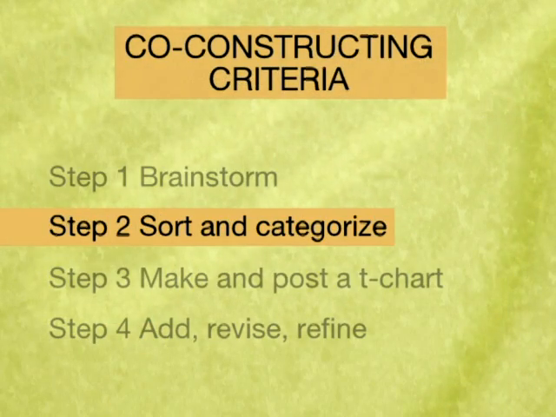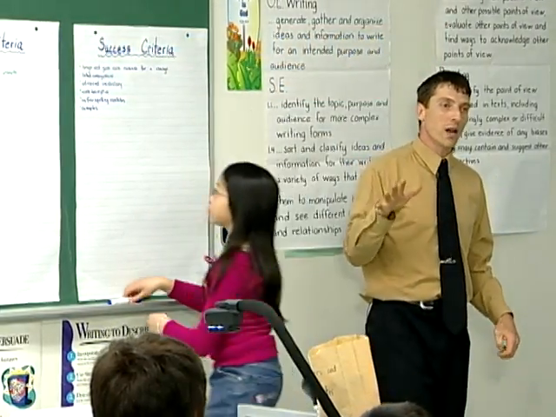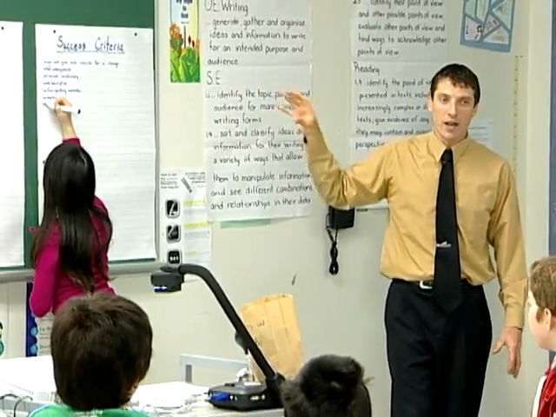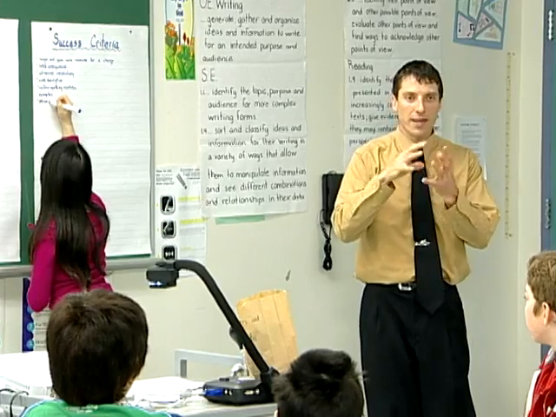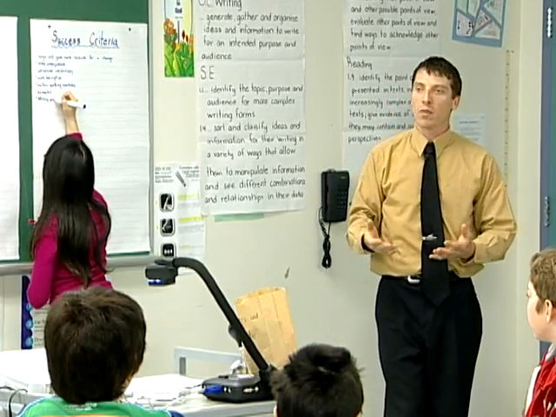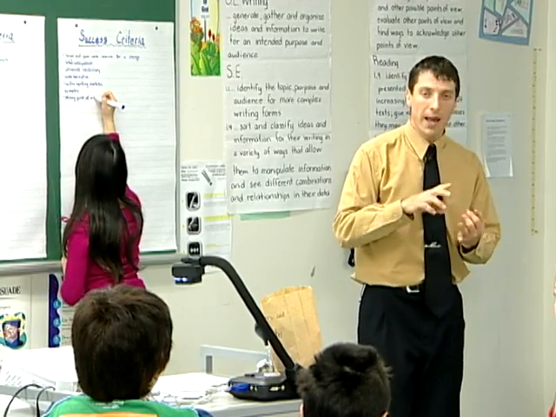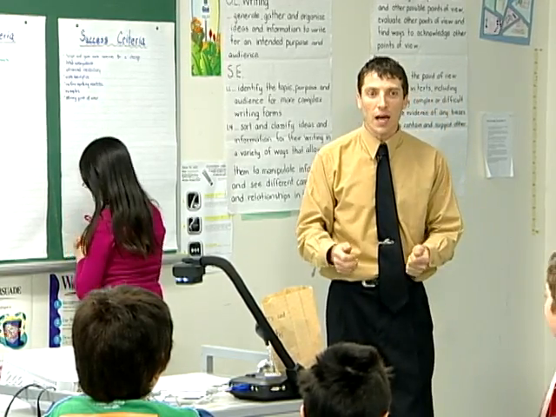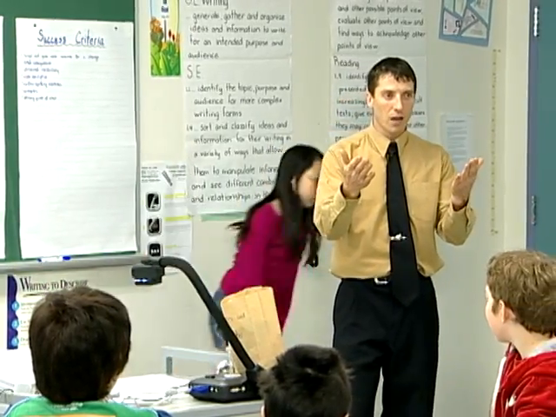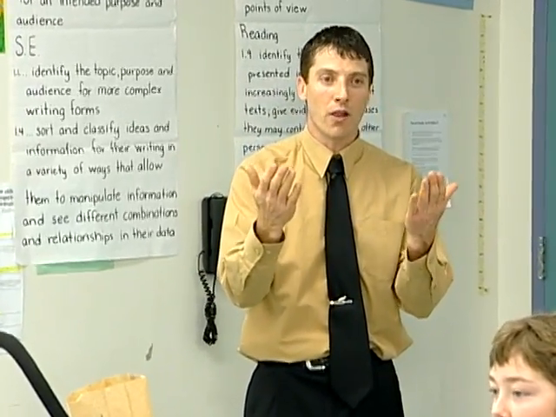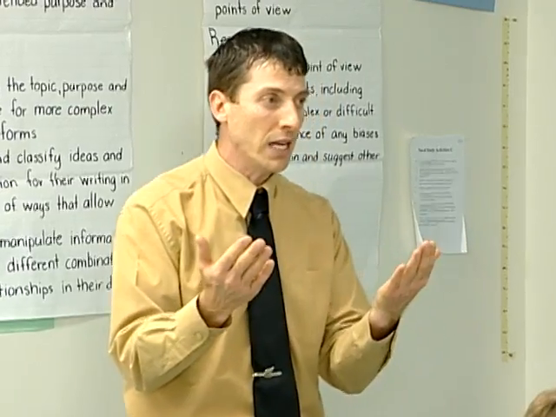Step 2. Sort and categorize the brainstormed list. This can be done by the teacher. Now, while Christine's writing that for us, what I'll do is I'll take all of these success criteria and I'll put them together in the necessary categories and post them on the wall. So 1, you know exactly what you have to do, and 2, when your work is done, you can bring it up and you can look at the success criteria and see if you've got those in your writing.